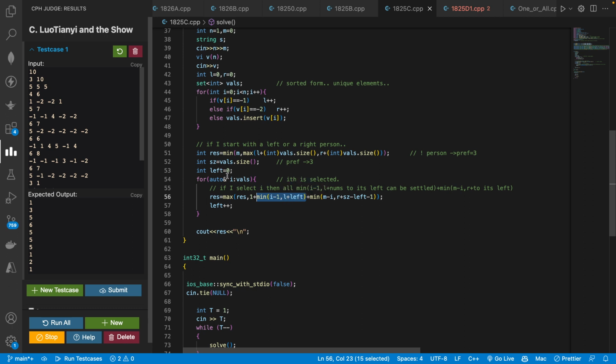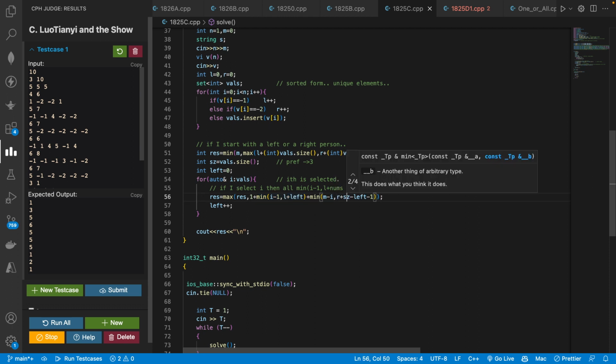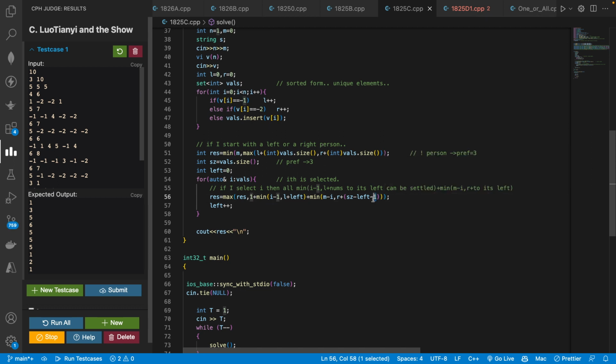Now what is left? Left is the number of people with the preference 3 that I've already computed, and L is the number of people having a left preference, plus minimum of how many chairs are there to the right of it. They are m minus 1. So m minus 1 plus r plus, now size minus left minus 1. What does this denote? Now size minus left minus 1 is the number of people having a preference 3, but those are to the right of it. But why am I doing a minus 1?